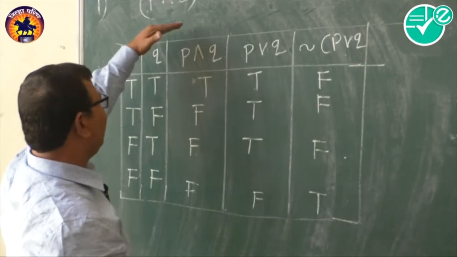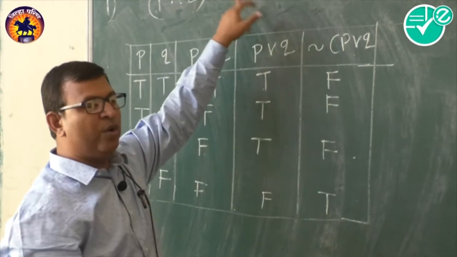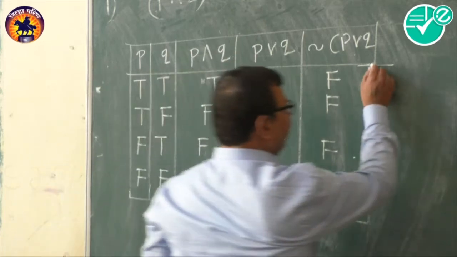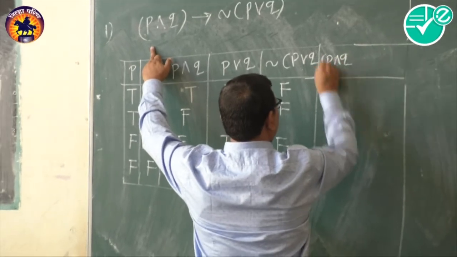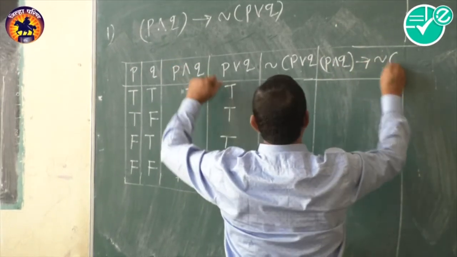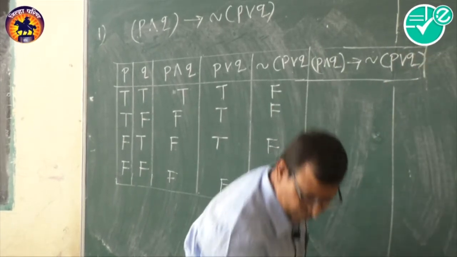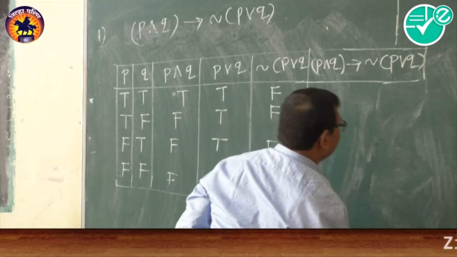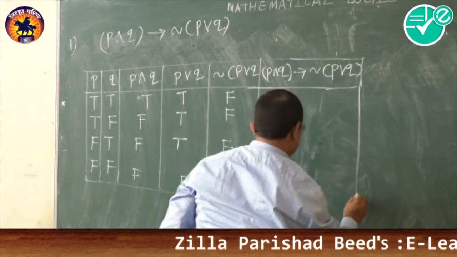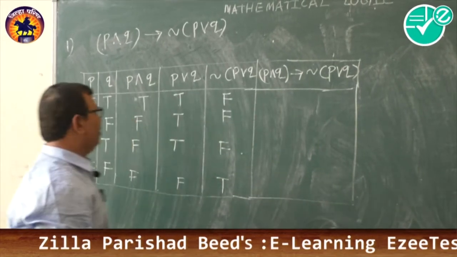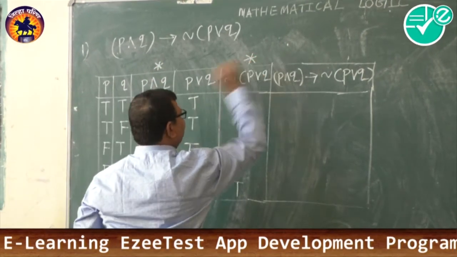Now see, we have solved this first bracket. Now we have to solve jointly, and we have to do implication on both these terms. We will write full of these. Now see, there is P conjunction Q, implication, negation, P disjunction Q. Now see, what we have to solve? We have to solve this bracket and this bracket.